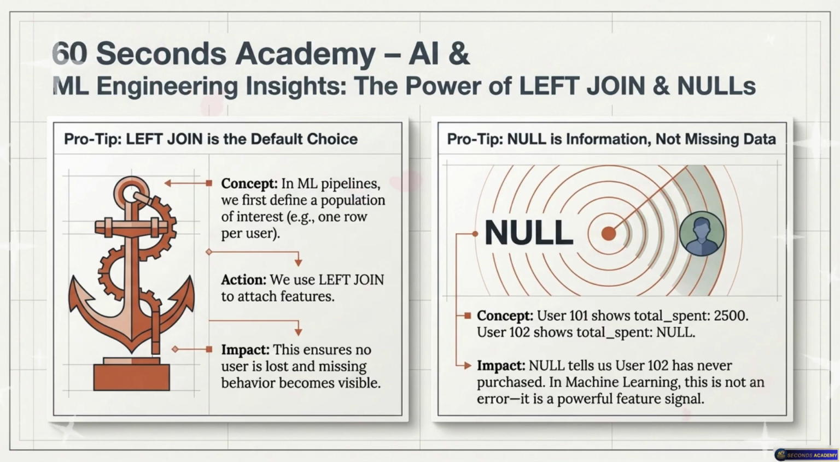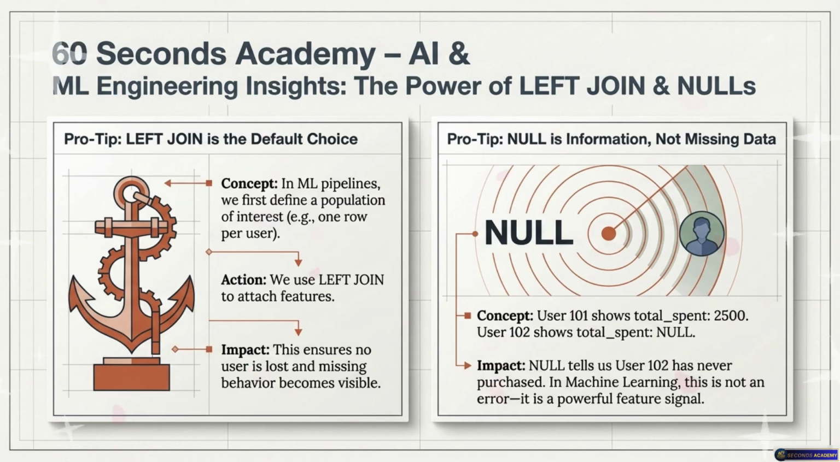It really is. But this brings up a practical friction point. Here's where it gets really interesting. If you use a left join to keep those users who never bought anything, what actually happens to the columns that were supposed to hold their order amounts? Ah, that's the big question.